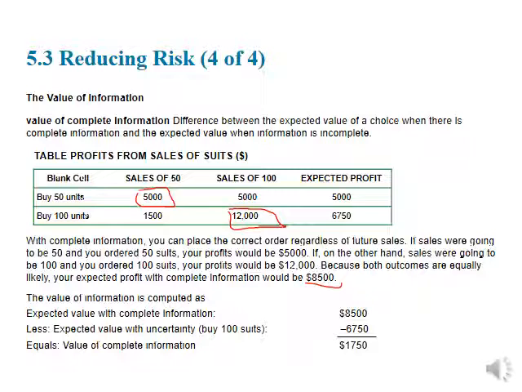From here, we can price out how much complete information is worth, because if we were in an uncertain situation, that's buying 100 units, because if we buy 50, we're always selling 50. But if we are in an uncertain situation where we buy 100, our expected profit is $6,750. So by taking the expected value under complete information and subtracting the expected value of an uncertain situation, we can price out how valuable complete information is.